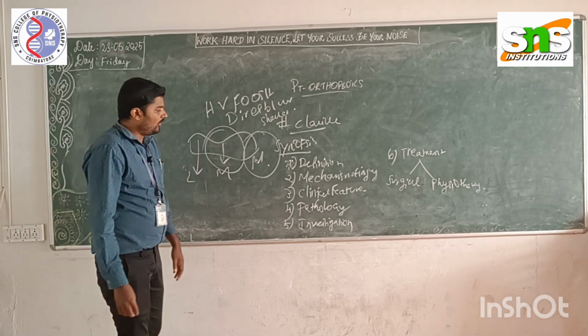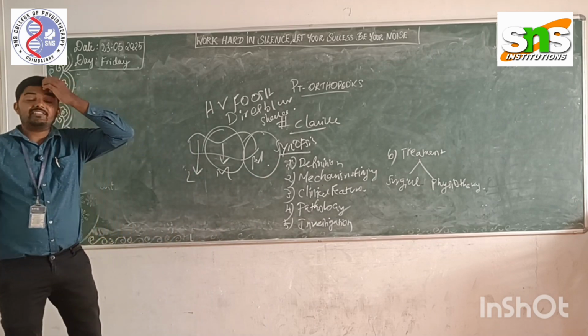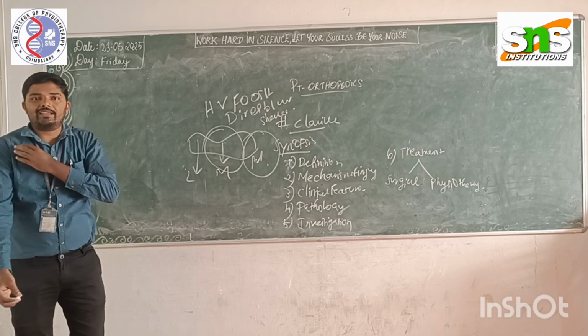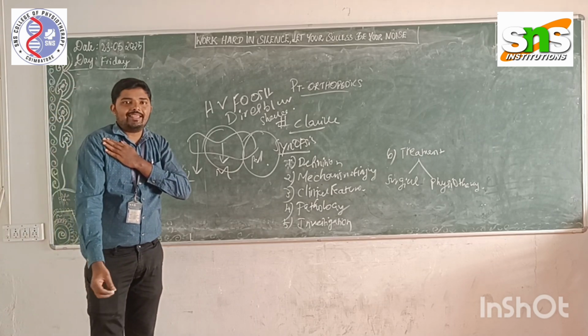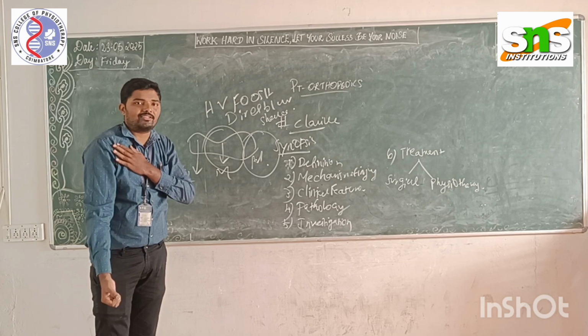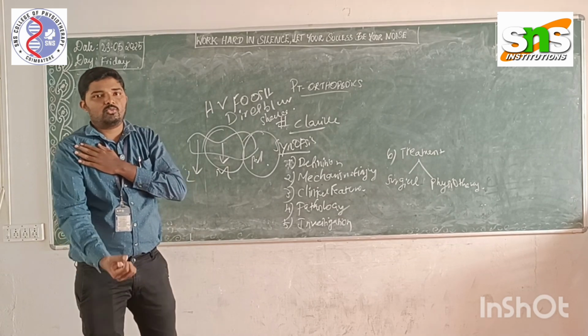Then we'll see about clinical features. What are the clinical features present in the clavicle fracture? First of all, pain over the shoulder region. Then swelling over the shoulder joint. Then inability to move the shoulder, reduced shoulder range of movement.